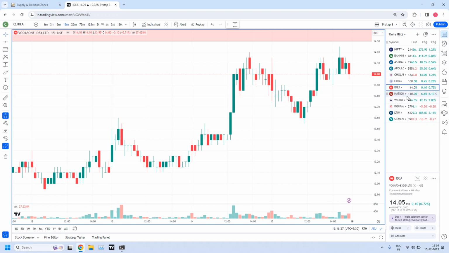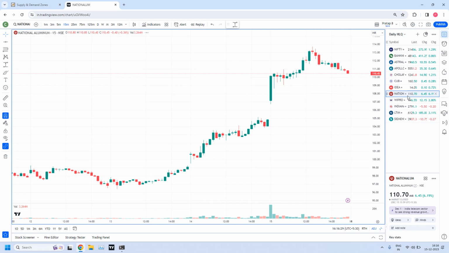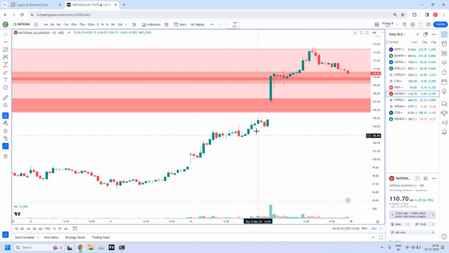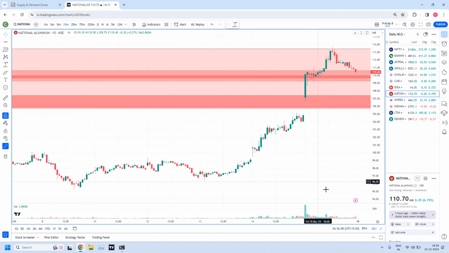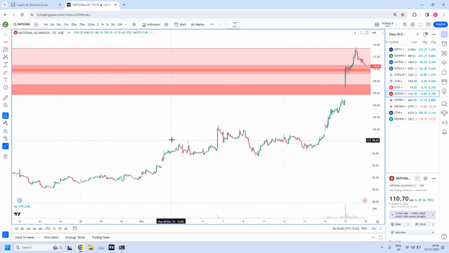And the next one is National Aluminium. National Aluminium is stopped out. So completely stopped out. We have two zones. National Aluminium is there in a high liquidity daily supply zone and also a 75-minute supply zone.